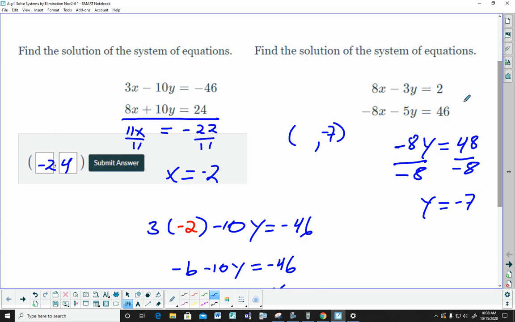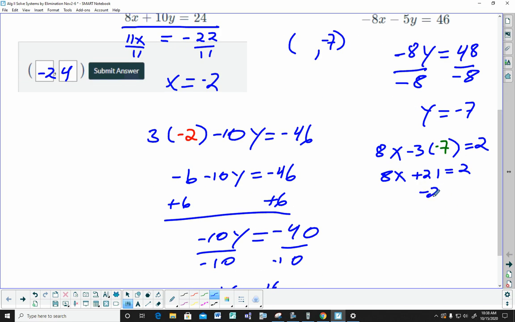Now to find the x value, go and fill it into either equation. This one looks a little nicer. So I'm going to go 8x. It's your choice which one you want to fill it into. It makes no difference. Negative 7. So then you get 8x plus 21 is equal to 2. Subtract the 21 from both sides. And you get 8x is equal to negative 19.